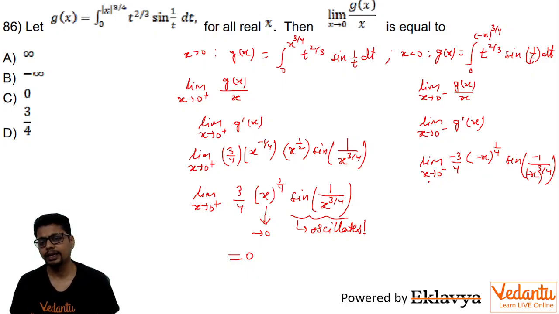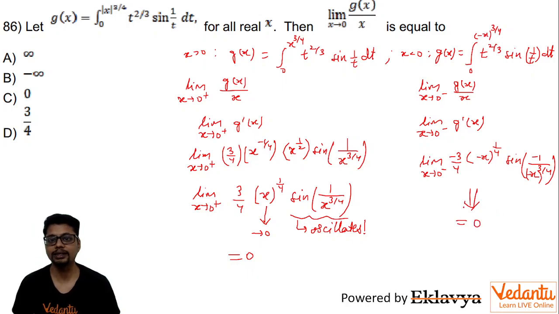So here as x tends to 0 minus, this again oscillates, sine of minus 1 by minus x to the power 3 by 4. This expression, the argument of sine, goes to minus infinity, and sine of this argument would oscillate between minus 1 and 1. However, this term goes to 0. So overall, even this is 0. So the left hand limit and right hand limit both are 0.